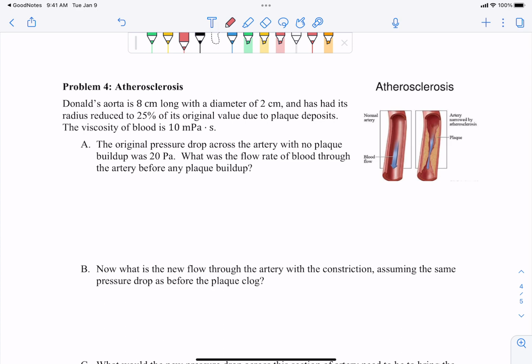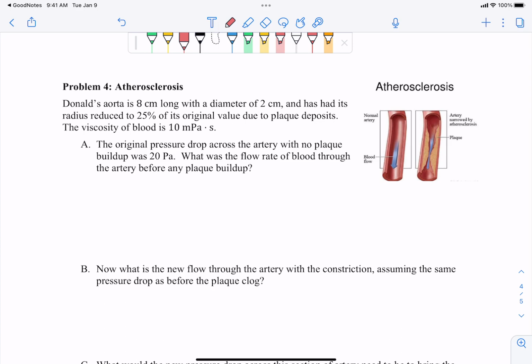All right, Donald's aorta is 8 centimeters long. I can't get past that sentence. With a diameter of 2 centimeters, and has had its radius reduced to 25% of its original value due to plaque deposits. The viscosity of the blood is 10 millipascal seconds. The original pressure drop across the artery with no plaque buildup was 20 pascals. What was the flow rate of blood through the artery before any plaque buildup?